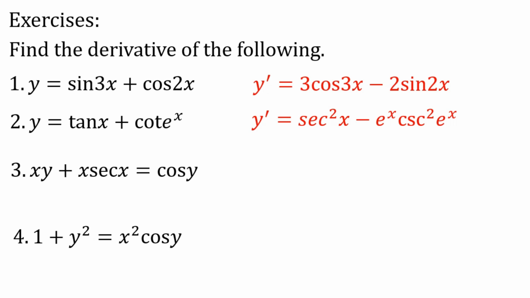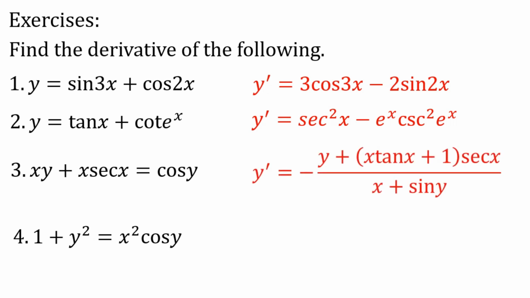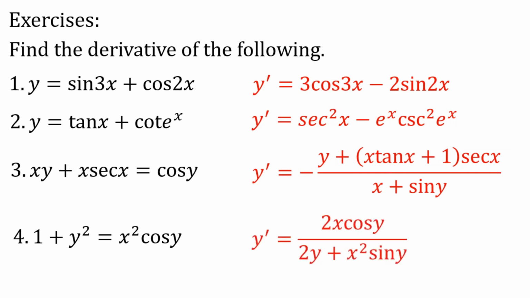For number 3, the answer will be y prime equals negative y plus x tangent x plus 1 times secant x all over x plus sine y. And for number 4, your answer will be y prime equals 2x cosine y over 2y plus x squared sine y.